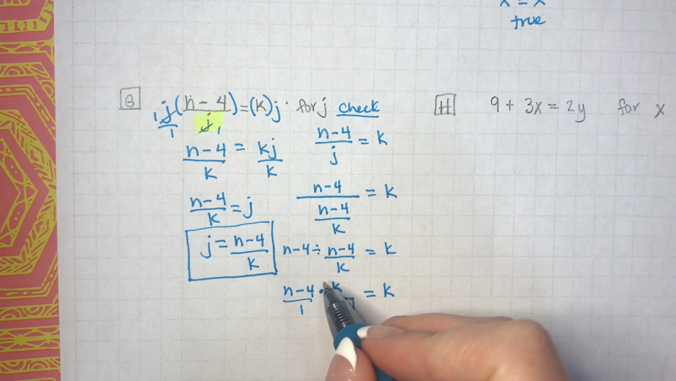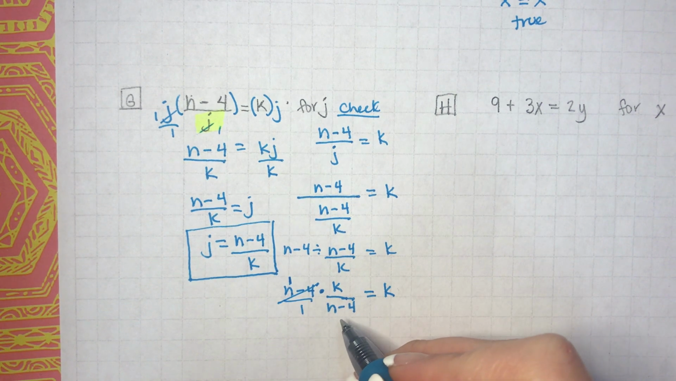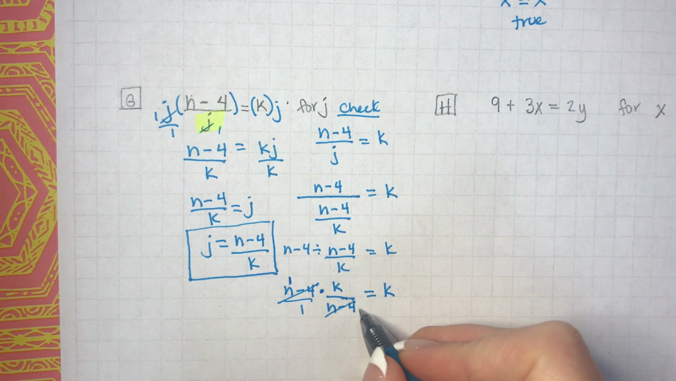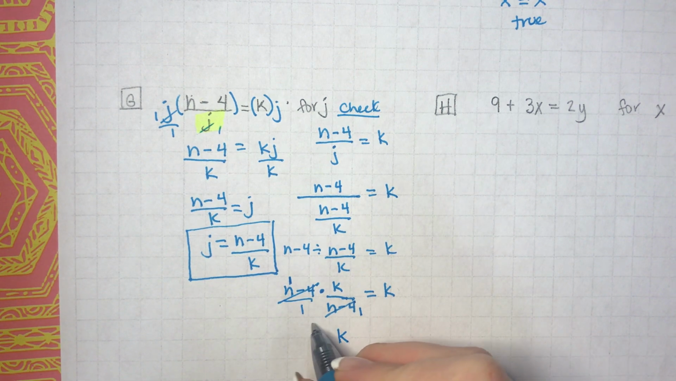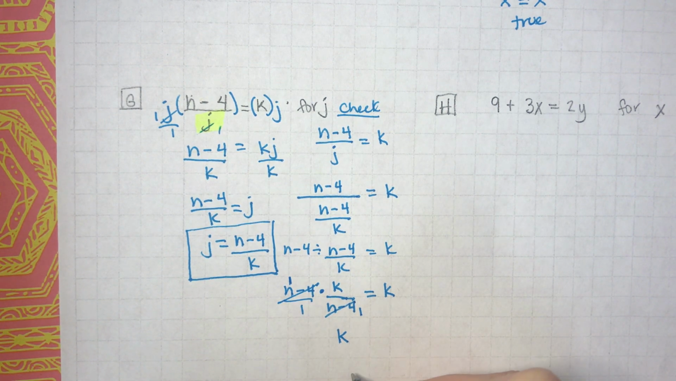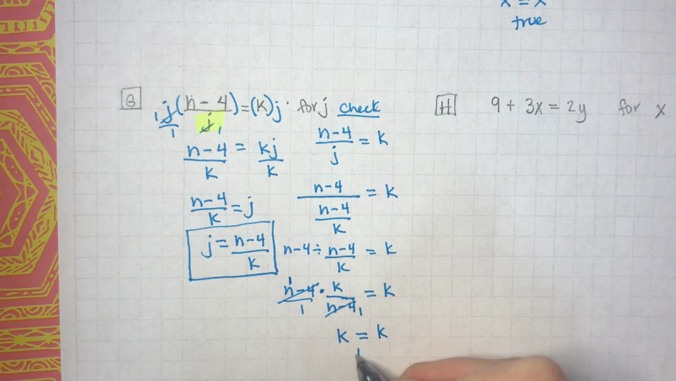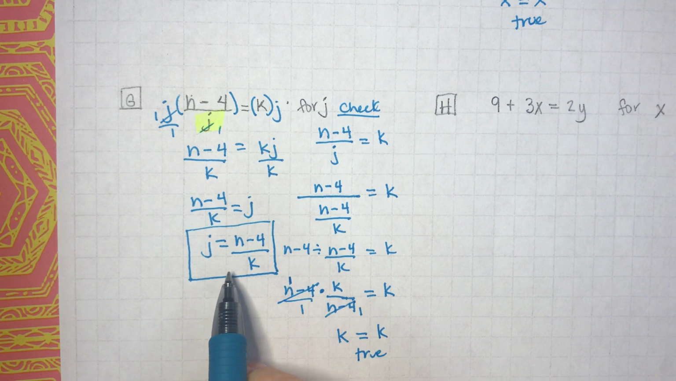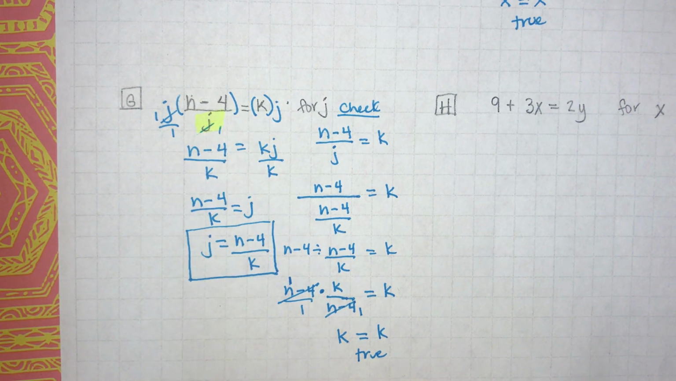So N minus 4 goes into N minus 4 one time, and N minus 4 goes into N minus 4 one time. And then we multiply across. 1 times K is K, and on the bottom, 1 times 1 is 1. K over 1 is just the same thing as K. So we have K equals K, which is a true statement, which means our solution is the solution to the literal equation that we started with.